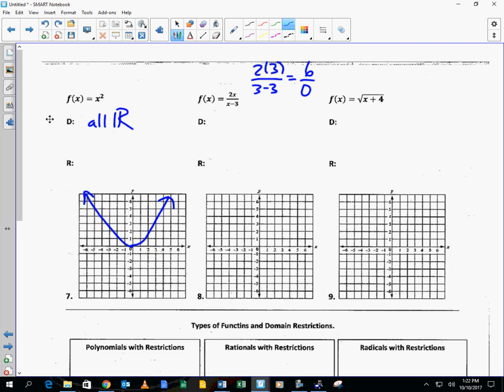Give me another number. 4. You would get 8 divided by 1, which is 8. So it looks like 4 is a number that you can plug in. There's only one number you can't plug in this situation. What do you think it is? 3. Because why can't you plug in 3? You'd be dividing by 0. So the domain is x not equal to 3. Now, if you would like to write it in interval notation, negative infinity to 3, parenthesis, union with 3 to infinity.